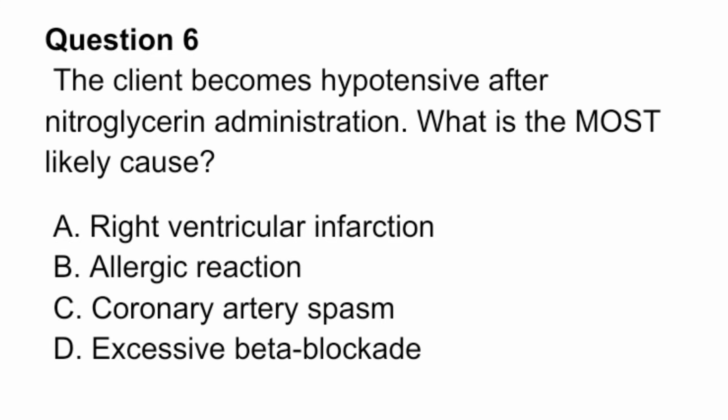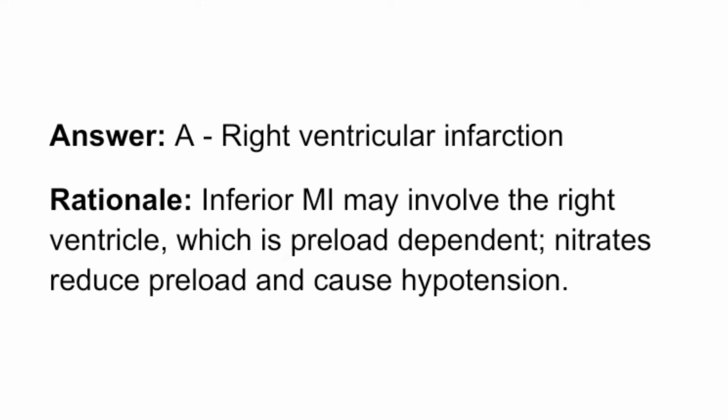Question 6. The client becomes hypotensive after nitroglycerin administration. What is the most likely cause? A. Right ventricular infarction. B. Allergic reaction. C. Coronary artery spasm. D. Excessive beta blockade. Answer: A. Right ventricular infarction. Rationale: Inferior MI may involve the right ventricle, which is preload dependent. Nitrates reduce preload and cause hypotension.